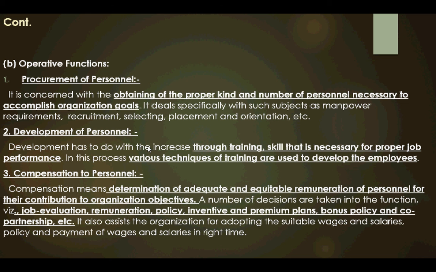In this process, various techniques have been evolved: what type of training has to be given, how the training has to be given, and whether the training is given by the experts whom we already have. So it is the duty of the HR manager to get the operations done effectively and efficiently from all the employees, and to develop the human resource.